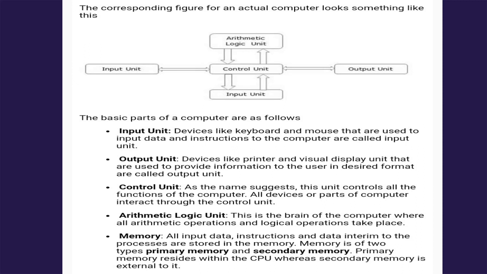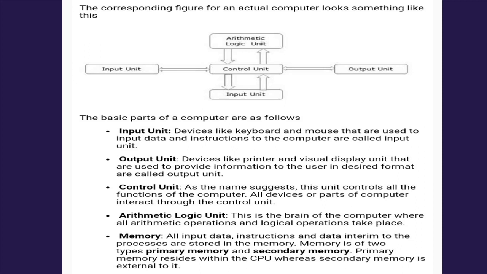Control unit. As the name suggests, this unit controls all the functions of the computer. All devices or parts of the computer interact through the control unit. Arithmetic logic unit. This is the brain of the computer where all arithmetic operations and logical operations take place. And then the memory. All input data, instructions and data entering the processor are stored in the memory.